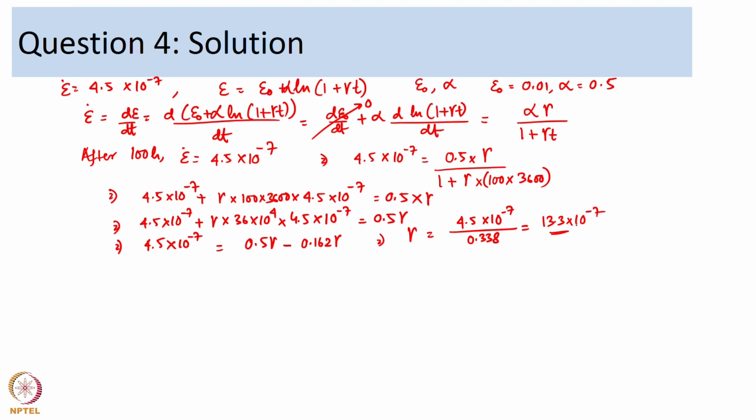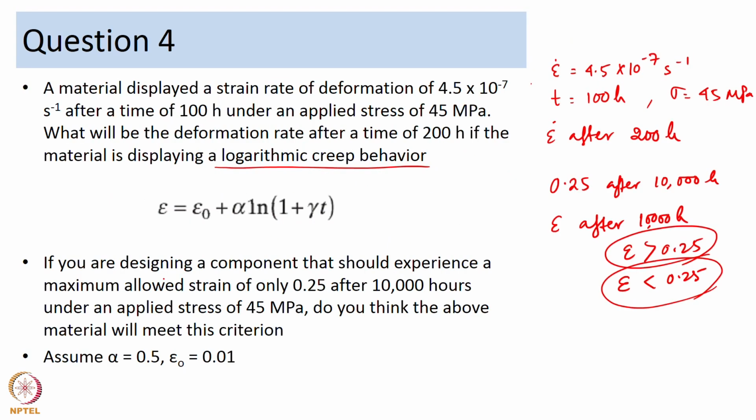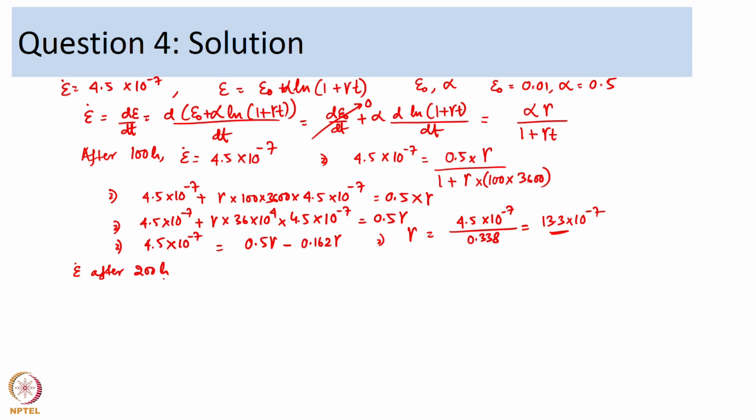So, now, the first part is to find out the strain rate of deformation after 200 hours. If you look at the question, it says what will be the deformation rate after a time of 200 hours if the material is displaying a logarithmic creep behavior. Now, we know the value of alpha, we know the value of gamma, we know the value of epsilon naught.